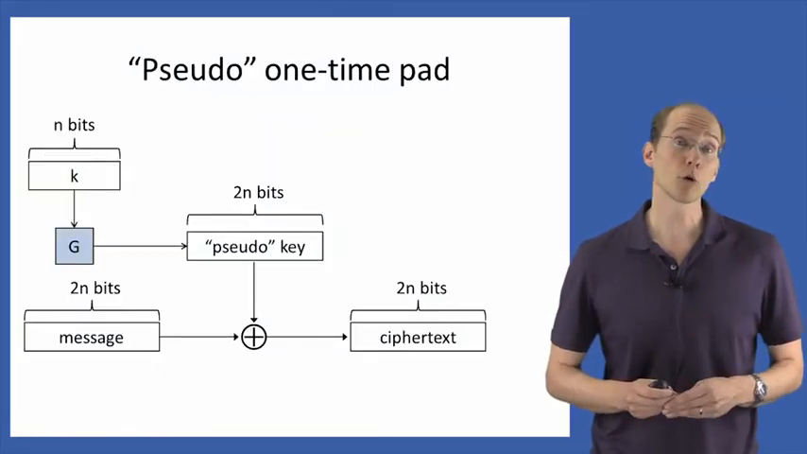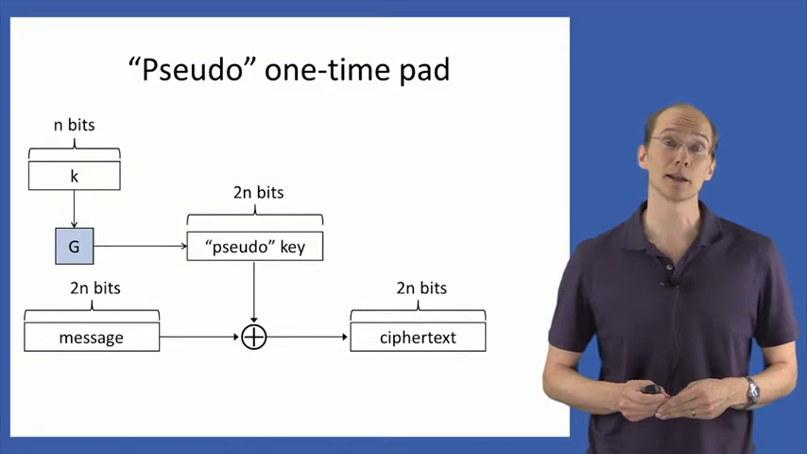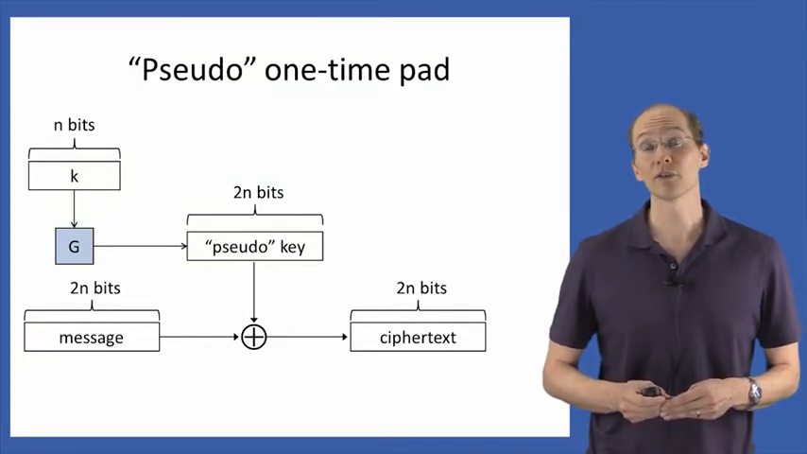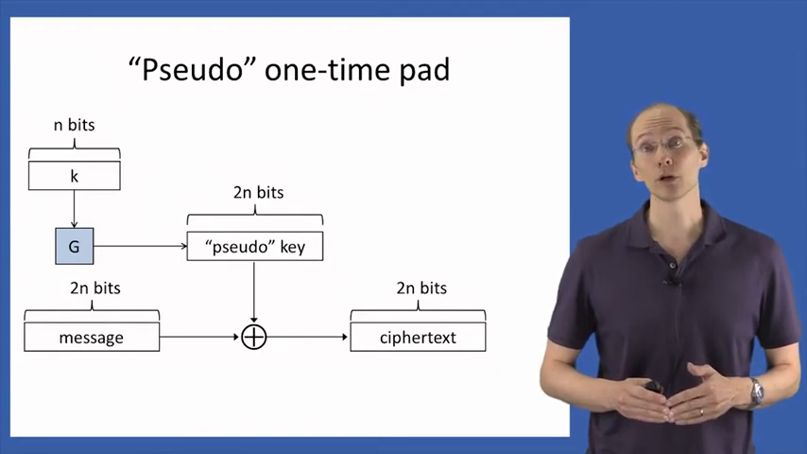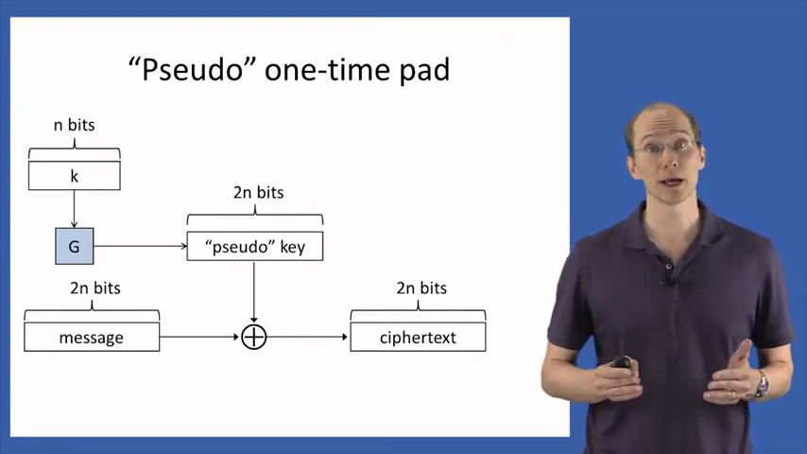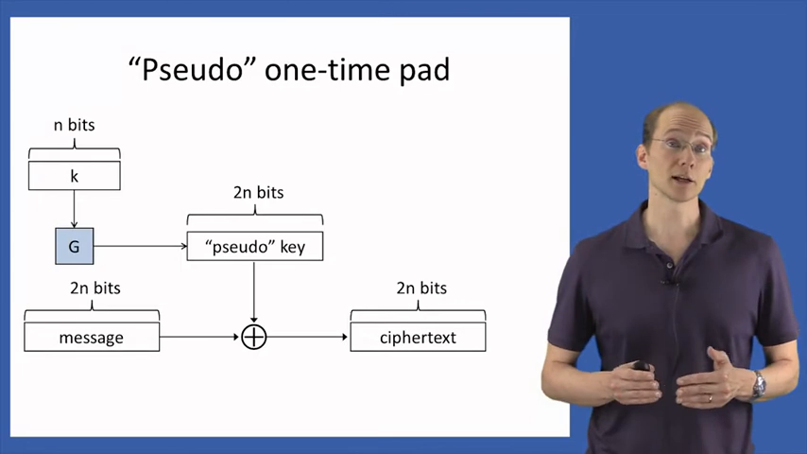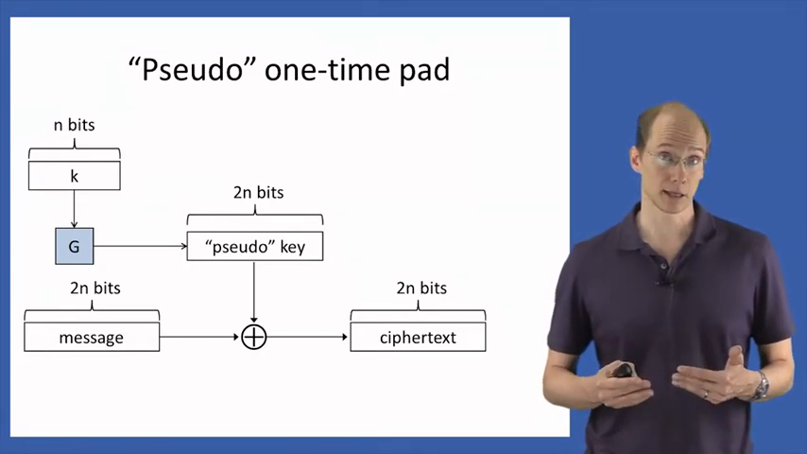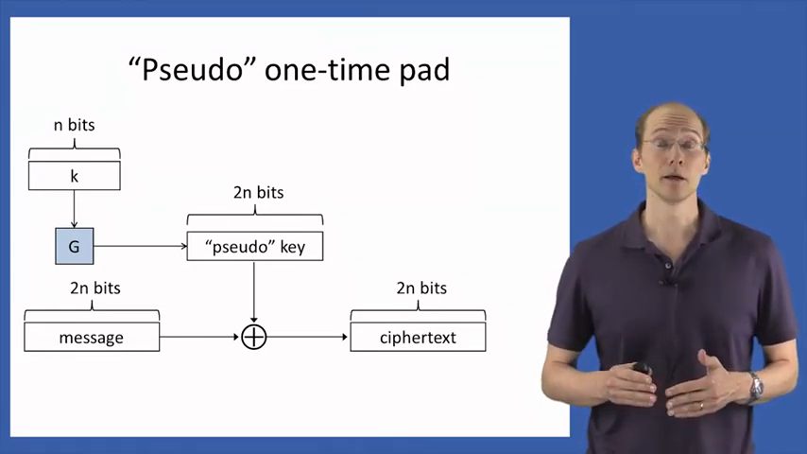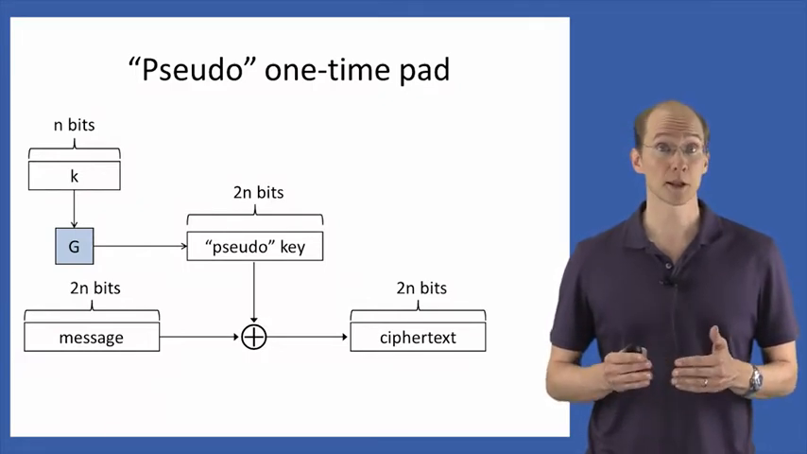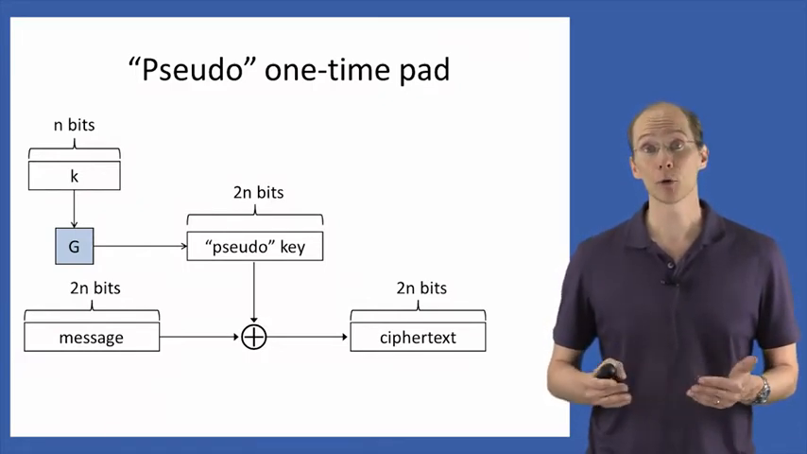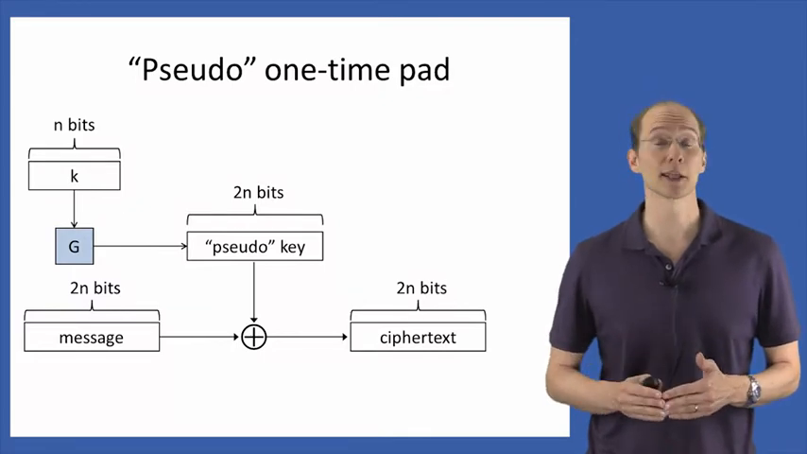Let's recall the pseudo one-time pad just so we have it in our minds as we go through the proof. We have the two parties sharing an n-bit key that I've denoted here by k, and to encrypt a message of length 2n, the sender will pass k as input to G, take the resulting string, the output of G, which is a string of length 2n, and XOR that with the message, and this gives the ciphertext.